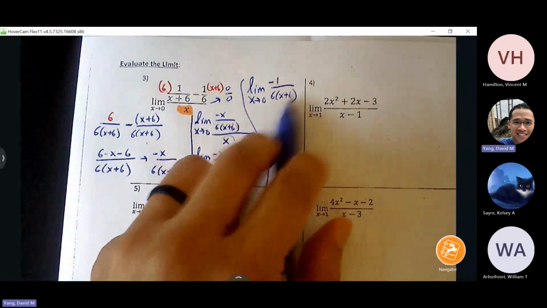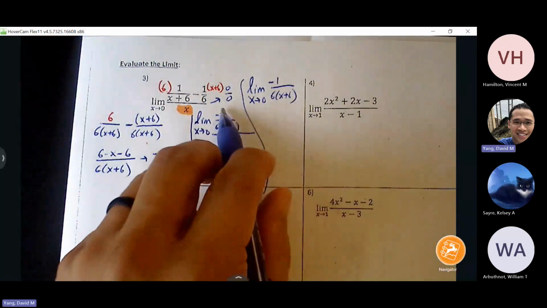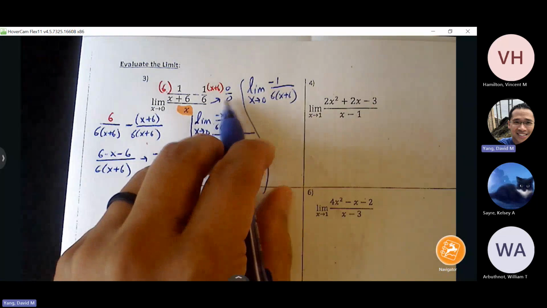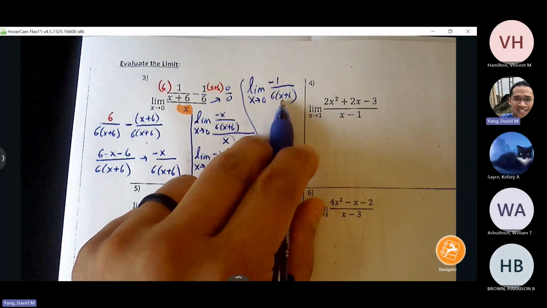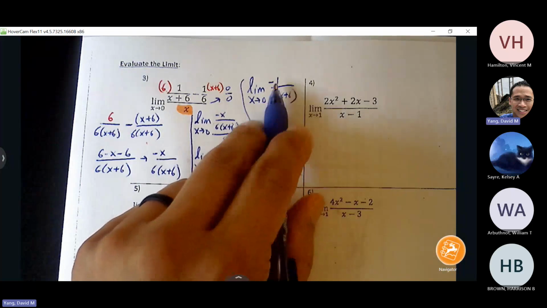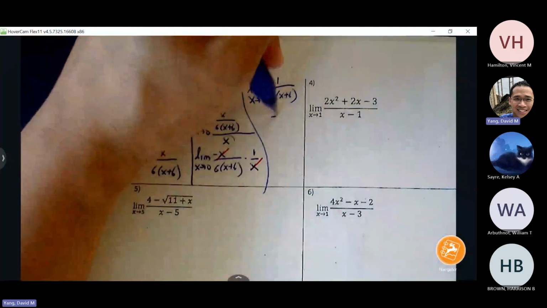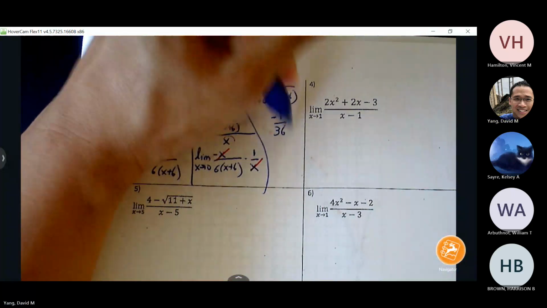Okay, so now I know my hole has been removed. I should no longer get a 0 over 0 when I reevaluate. So now replace the remaining x with 0. 0 plus 6 is 6. 6 times 6 is 36. Get negative 1 over 36.